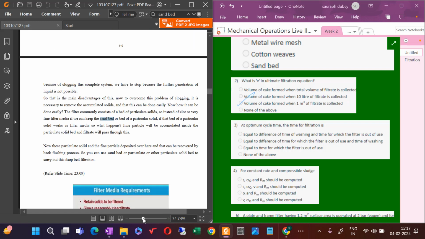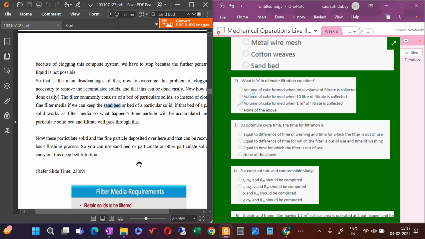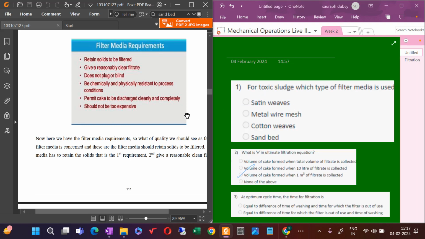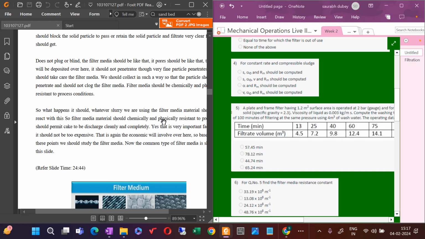And then it should give a reasonably clear filter rate, not plug or blind, be chemically and physically resistant to the process conditions, and permit the cake to be discharged cleanly and completely. It should also not be too expensive. And the toxicity effect should also be considered. So in that sense, different filters are being used.